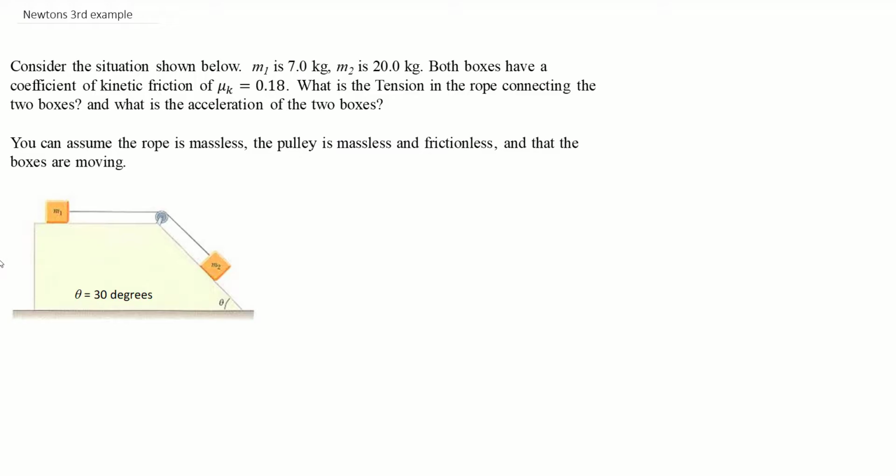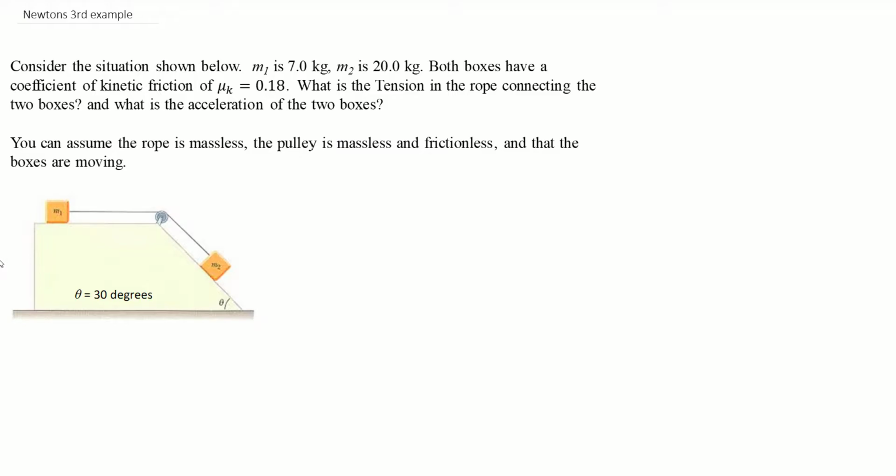And there is some friction here, so we're going to assume that they are actually moving, and that the coefficient of kinetic friction is 0.18. The other assumption is that the rope and the pulley are both massless. So how do we do this, right?